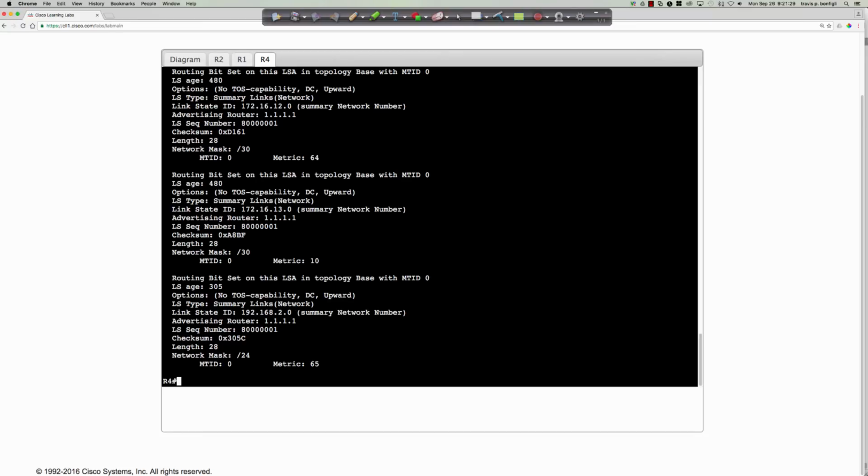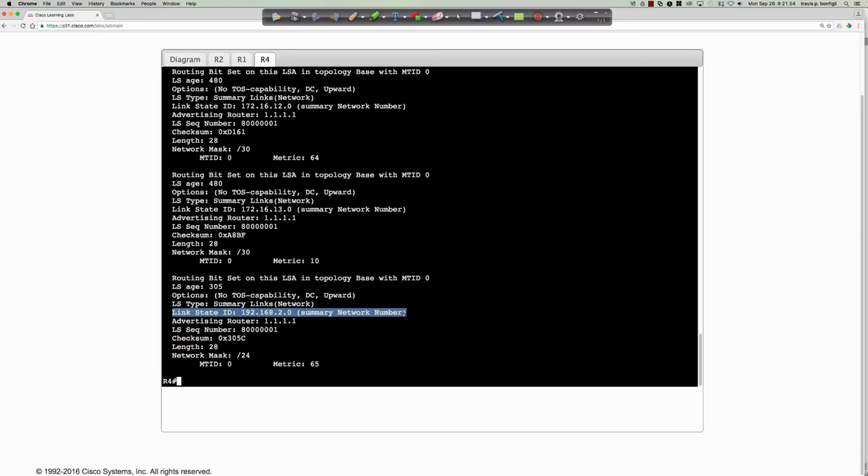And again, here are the link state IDs. It's the summary network number, but it's not that the network has been summarized in terms of IP, right? It's a summary network number for this type 3 summary LSA. So again, definitely can be a little tricky there with just the terminology.